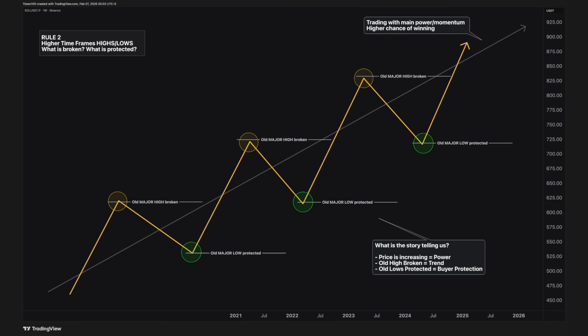So, what exactly is that story telling us? If the price is moving from one point to a higher point, first of all, that shows the strength and power of the buyers. When this is happening and the old highs keep getting broken, it clearly means you have a trend in place. And if most of the lows are being protected and the price is not even touching them, this is another strong buyer protection signal.